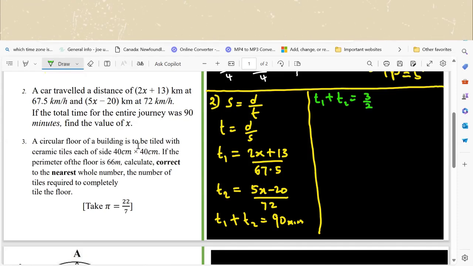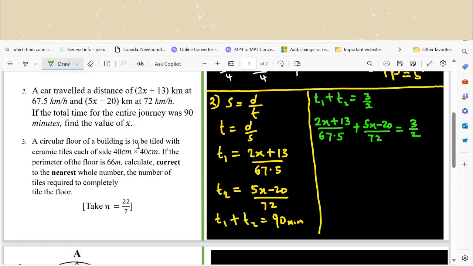So meaning that when we solve 2x plus 13 all over 67.5 plus 5x minus 20 all over 72, we are expected to have 3 over 2 as the total time. So this is the equation that we have derived. What we now need to do is to solve this equation and find the value of x.